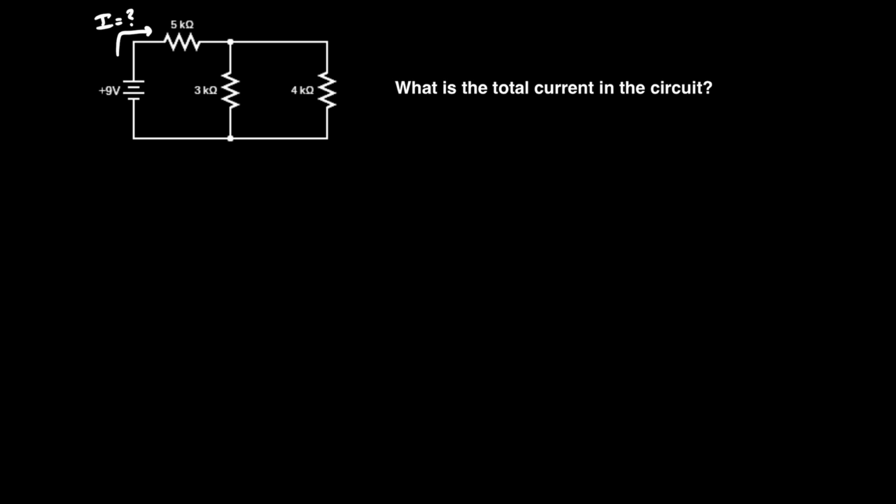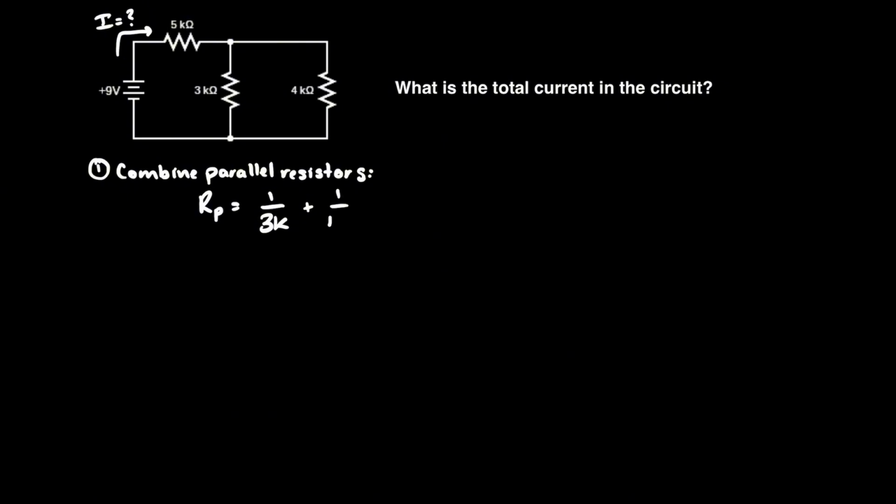To find the total current, we need to first find the equivalent resistance of the entire circuit, meaning that we should first combine those parallel resistors. Therefore, in step number 1, let's do exactly that. Combine the parallel resistors. Let's use our reciprocal formula.